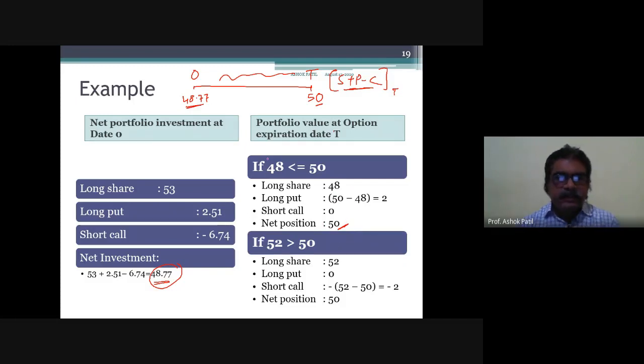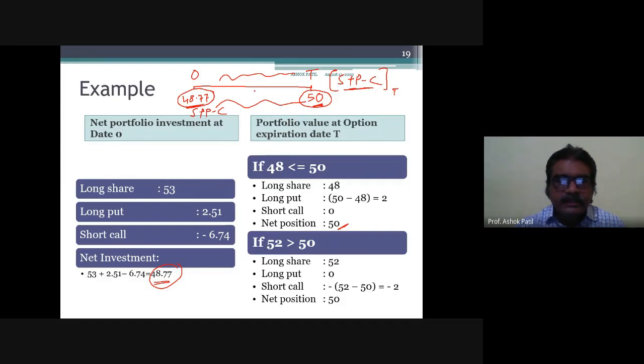Are you getting this point clearly? So you have taken S plus P minus C position with an investment of 48.77. You ensure that whatever happens to the underlying, you will get 50. So you already know what your return is. You invested 48.77, you are going to get 50. Right? So there will be some return there.